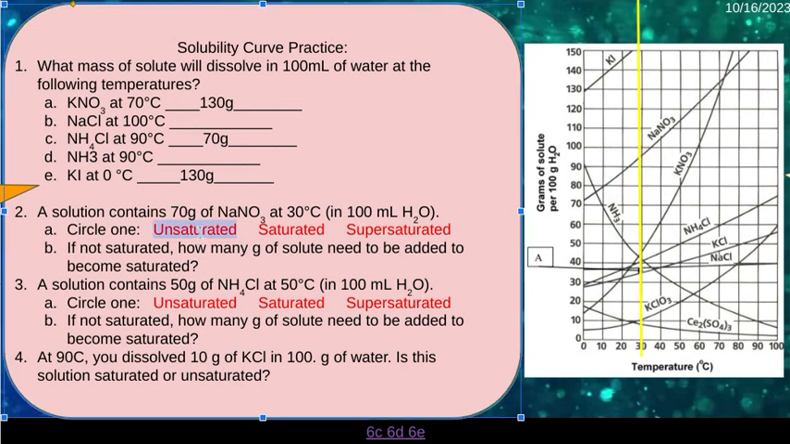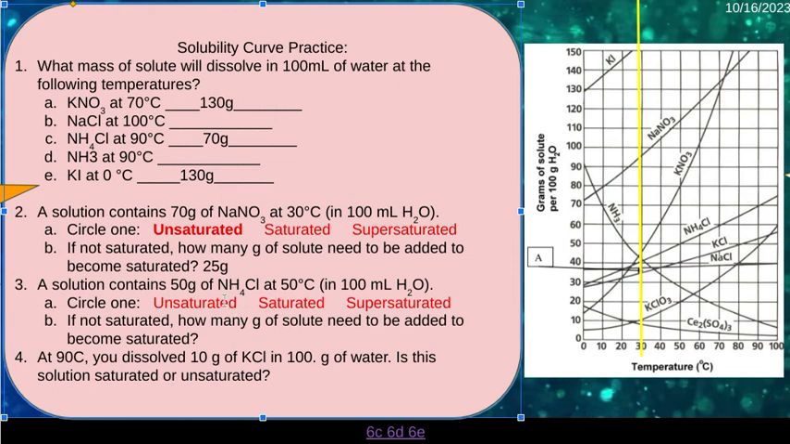This one is unsaturated. If not saturated, how many grams of solute need to be added to become saturated? So we said it was at 70 and 30. At 70 and 30, it would need 10, 20, 25. It would need 25 grams of solute to get to saturated.